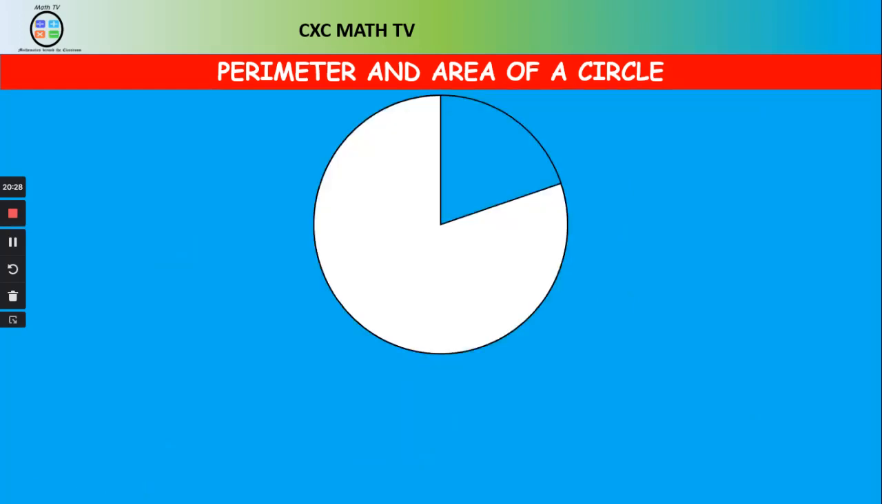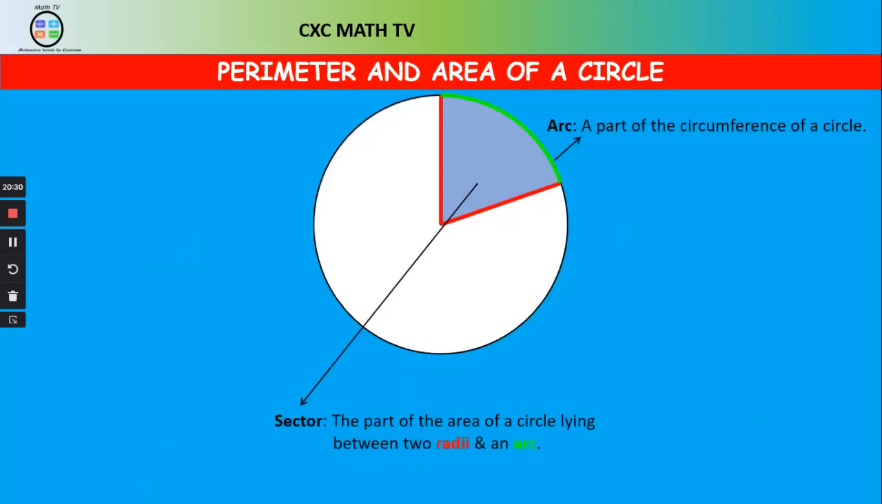Why are we doing this? Because now in the exam, sometimes they're going to ask you to find the area of what we call the sector. What is the sector? The sector is any part of the circle or portion of the circle that is surrounded by two radii and an arc length. And an arc length is just a part of the circumference of the circle. This is known as a sector.